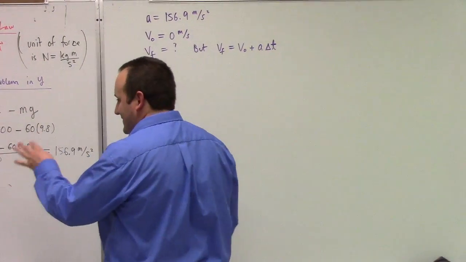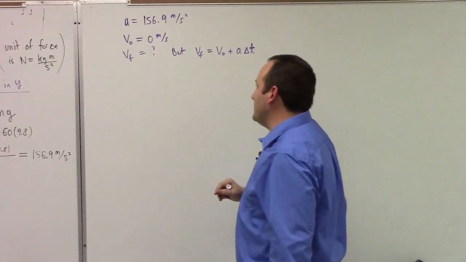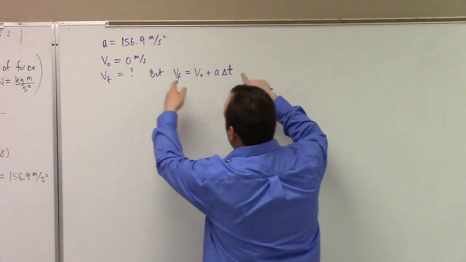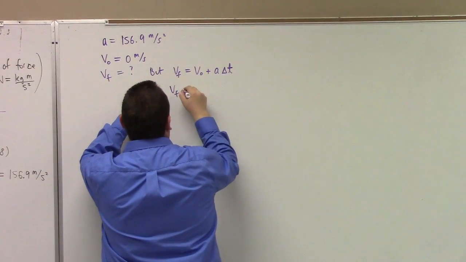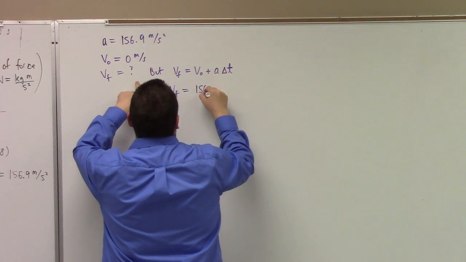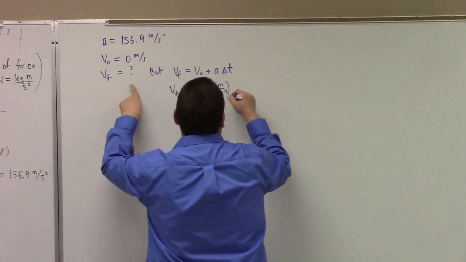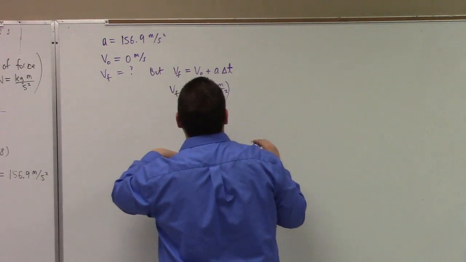So I want to neglect the second part. I want to neglect the projectile motion just to keep this example shorter. So what's the final velocity? Acceleration was what? 156.9 meters per second squared. The change in time. Now, 1 minute would be foolish here. What's the change in time?